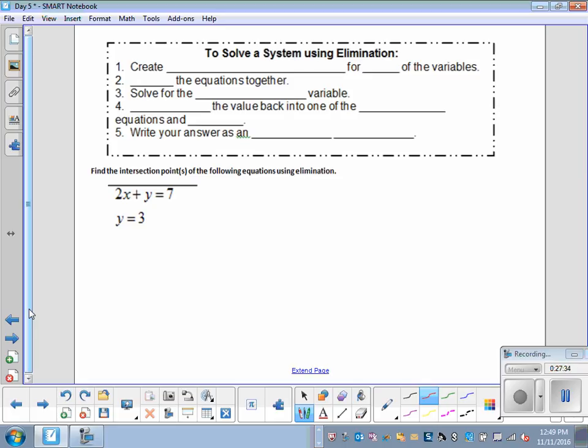So you have two equations, right? The first step is you create the opposites for one of the variables. Create opposites of one of the variables. And then you add the equations together. Now solve for the other variable.